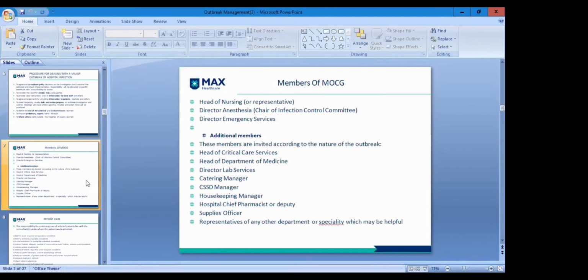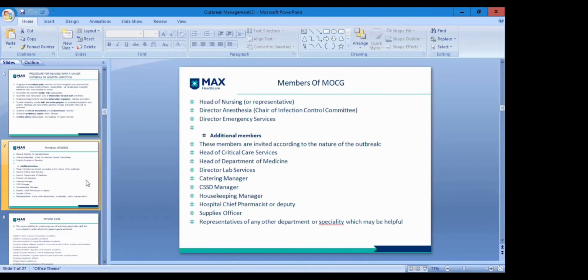The additional members can be the head of critical care, the Department of Medicine, and the head of laboratory sciences. The catering manager is involved, because how we supply food to a COVID area needs to be identified. We also identified the CSSD manager, to define what goes into recycling and what has to be discarded in case of COVID. The housekeeping manager is needed for the cleaning and disinfection protocols.